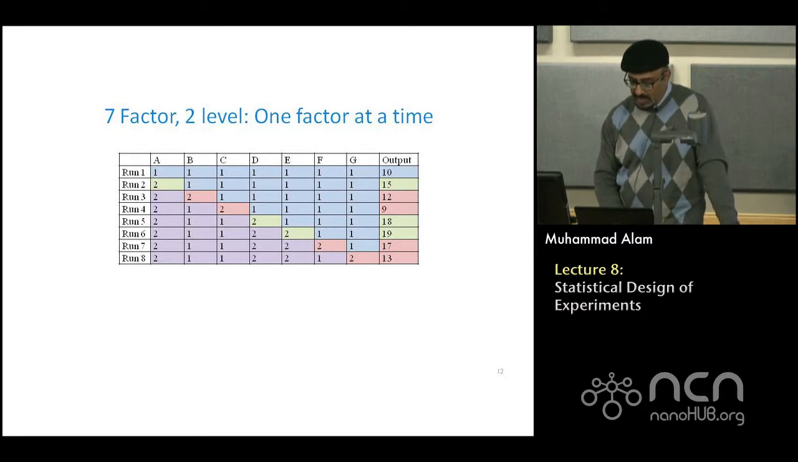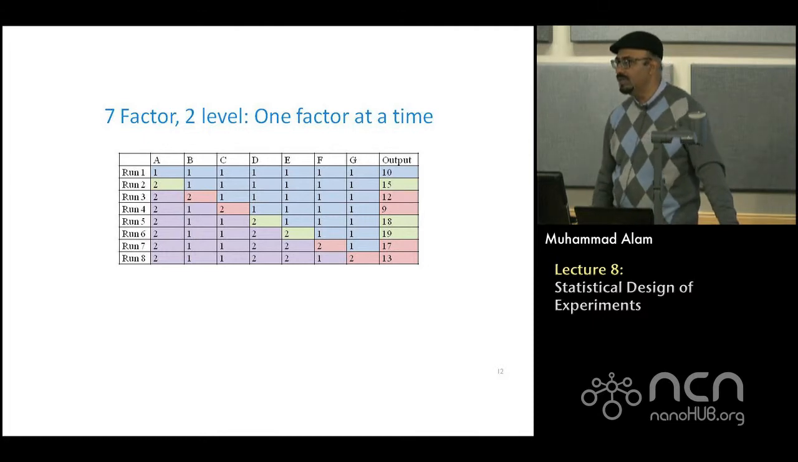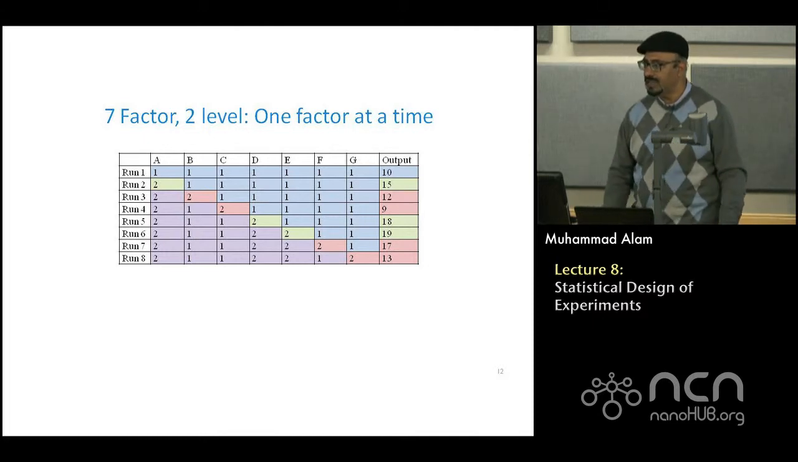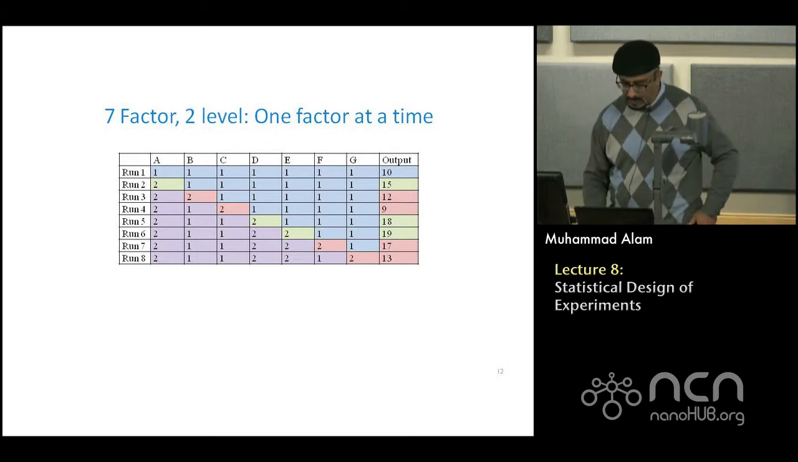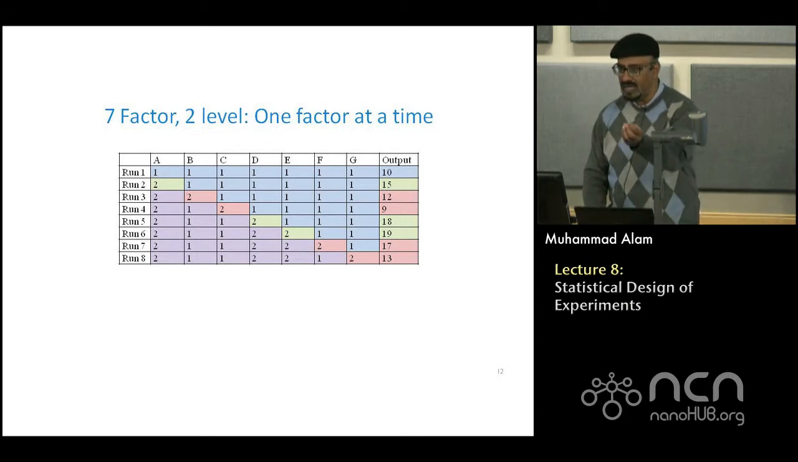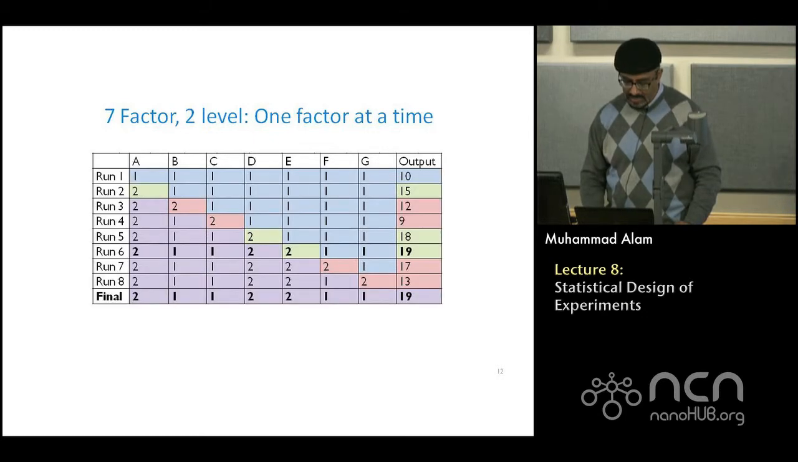And at the end of the day, when everything is said and done, you say that my trial number 6 is the combination that will give me the best result. Right? Then you tell the processing engineers to go ahead and make devices with this combination. Now, you can immediately see that this may not be a good idea. Why?